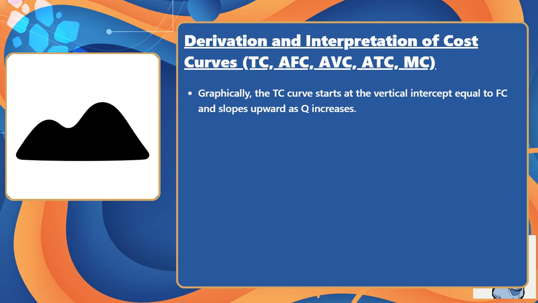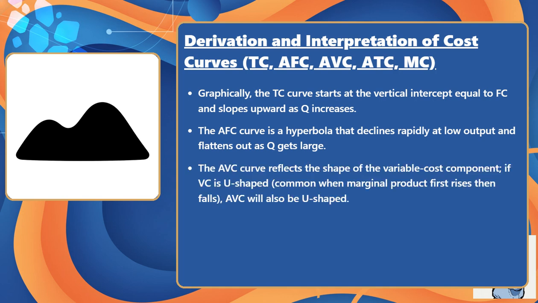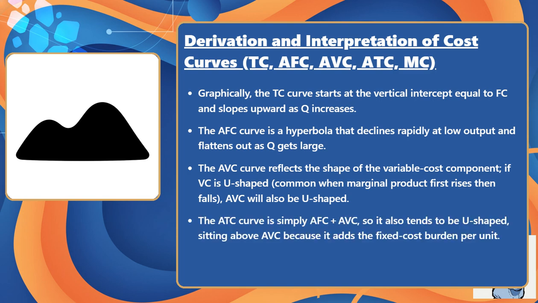Graphically, the TC curve starts at the vertical intercept equal to FC and slopes upward as Q increases. The AFC curve is a hyperbola that declines rapidly at low output and flattens out as Q gets large. The AVC curve reflects the shape of the variable cost component. If VC is U-shaped, common when marginal product first rises then falls, AVC will also be U-shaped. The ATC curve is simply AFC plus AVC, so it also tends to be U-shaped, sitting above AVC because it adds the fixed cost burden per unit.